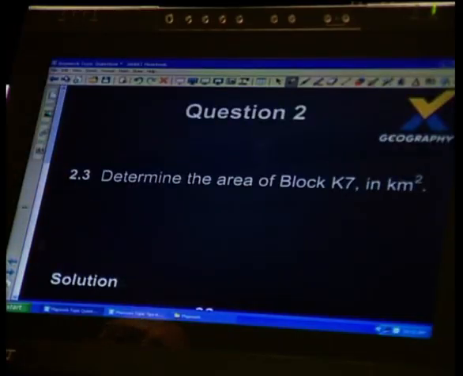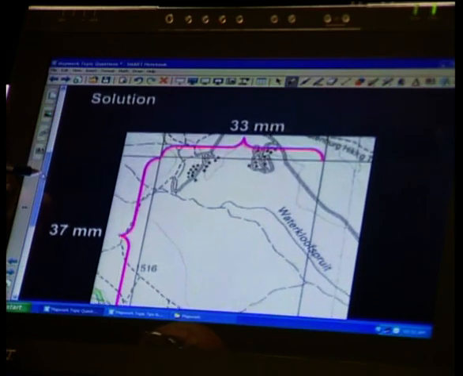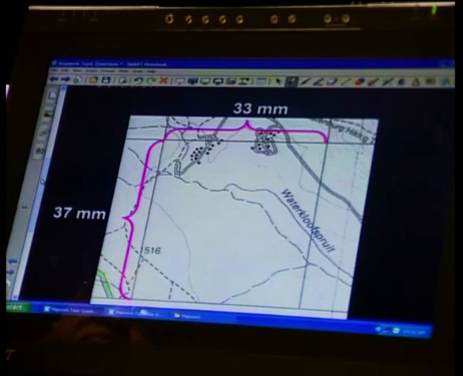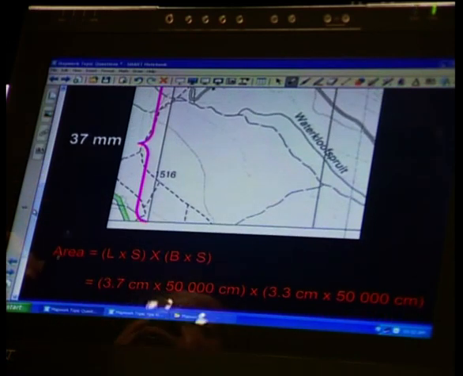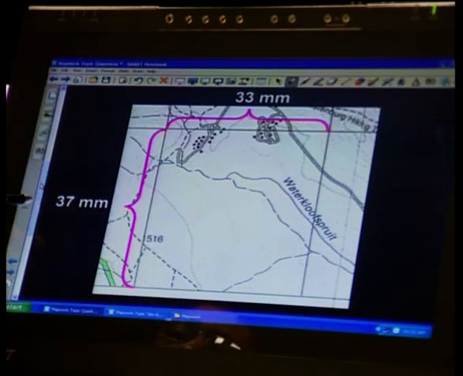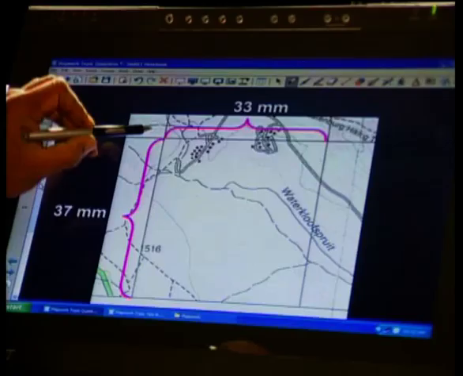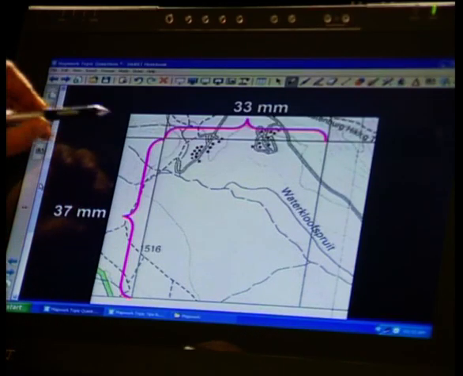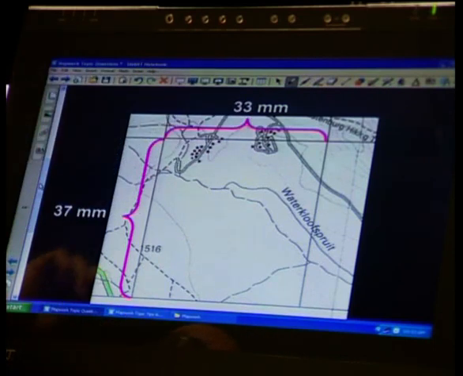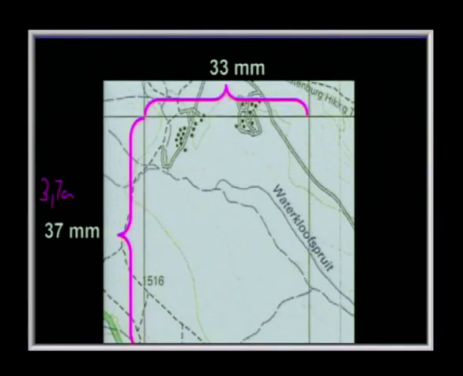Okay? Let's then look at the extract from the map, which I have in front of me here, and I measure the length and the breadth of this. Now, let's just look at the question quickly. Determine the area of block K7 in kilometers squared. So when I take block K7, I measure the length, I've got 37 millimeters. When I measure the breadth, I've got 33 millimeters. I could convert this to 3.7 centimeters, and this one as 3.3 centimeters. I just hope you guys don't write like me at the end of the year. Eh? Make it easier for us to mark.